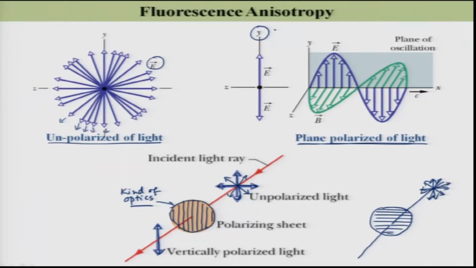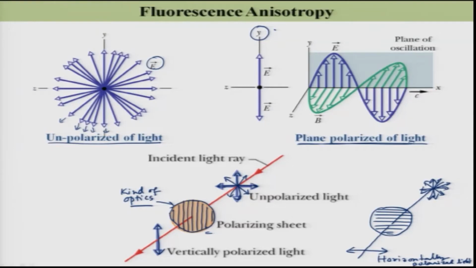But when this light passes through this polarizer, which is oriented in a different fashion compared to this one, the light which comes through is like this. Again it is a plane polarized light, but it is not vertically polarized, this is horizontally polarized light.